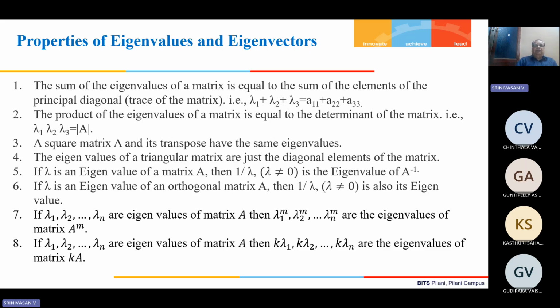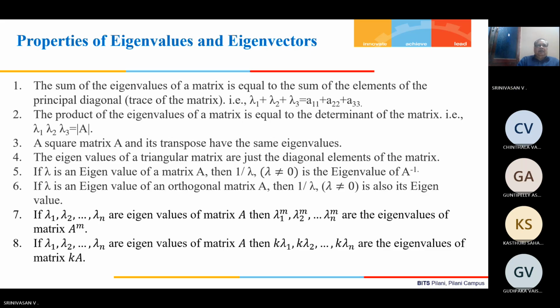If lambda is an eigenvalue of an orthogonal matrix A, then 1 by lambda, naturally lambda should not be 0, is also an eigenvalue. When will you call a matrix orthogonal? Already you have studied: if A transpose equals A inverse. If the transpose of a matrix is its inverse itself, then such a matrix is said to be an orthogonal matrix. Then if lambda is an eigenvalue of such an orthogonal matrix, 1 by lambda is also its eigenvalue.